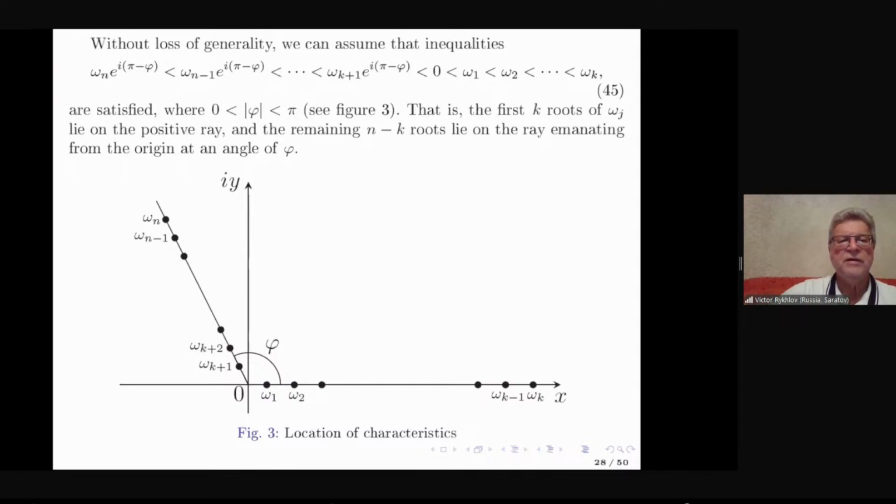45 is the inequality for characteristics. It's better to see figure 3, how characteristics lie on the complex plane. One ray is the real axis, and the next is the ray of the angle phi.